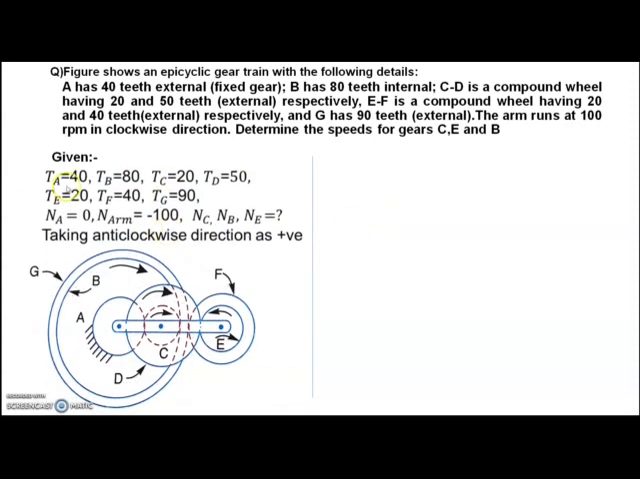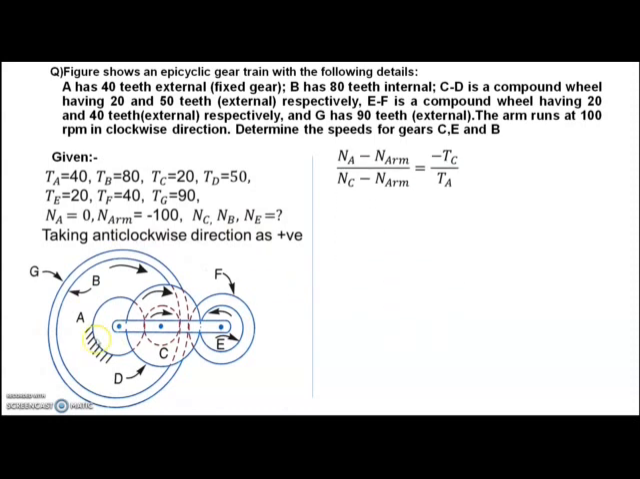This is the data. TA is 40, TB is 80, TC is 20, TD is 50, TE is 20, TF is 40, TG is 90, NA is fixed, so it is 0, NR is minus 100. We have taken here clockwise minus. Normally we will take clockwise minus, anti-clockwise plus, but you can take accordingly. It's not an issue. We have to find speed of NC, ND and NE, taking anti-clockwise direction positive.